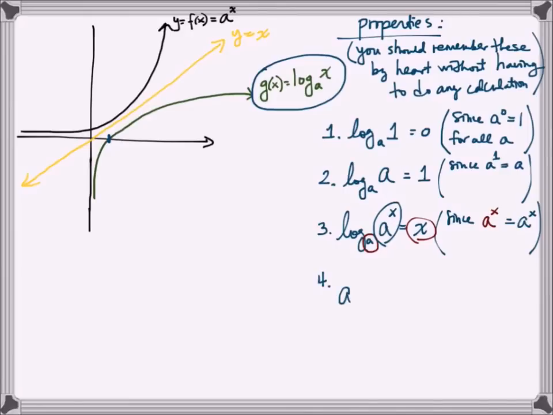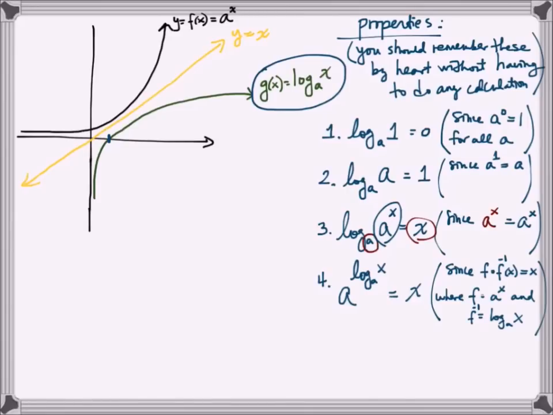Property number 4 says that a raised to the power log base a of x is equal to x. This is a direct consequence of the cancellation property because a to the x is our f and log is our g, which we know is the f inverse. So if you actually do the composition of f with f inverse, you simply get back the input x. We use all 4 of these properties quite often.